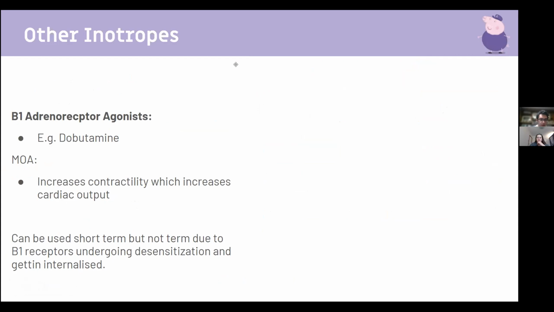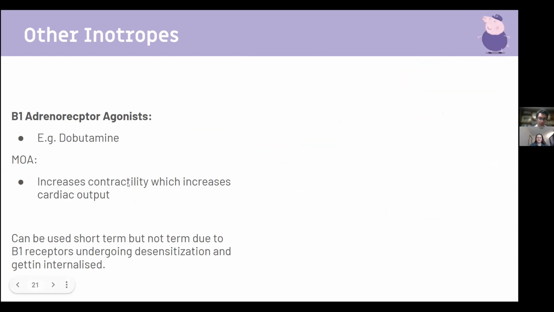The last inotrope we're going to discuss is a beta-1 adrenoceptor agonist. Last year when I was learning this, I didn't think this was important, but it came up relatively often, so maybe do know it. It's called dobutamine. It's a beta-1 adrenoceptor agonist. Its mechanism of action is just to increase contractility, which increases cardiac output.